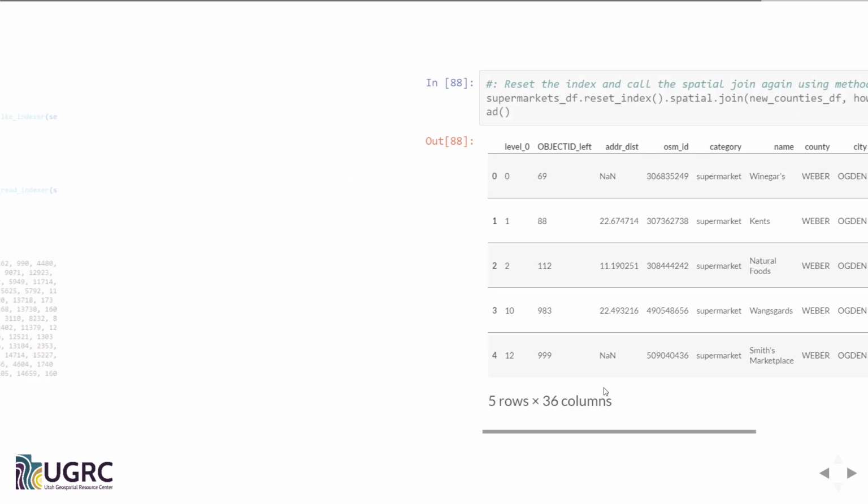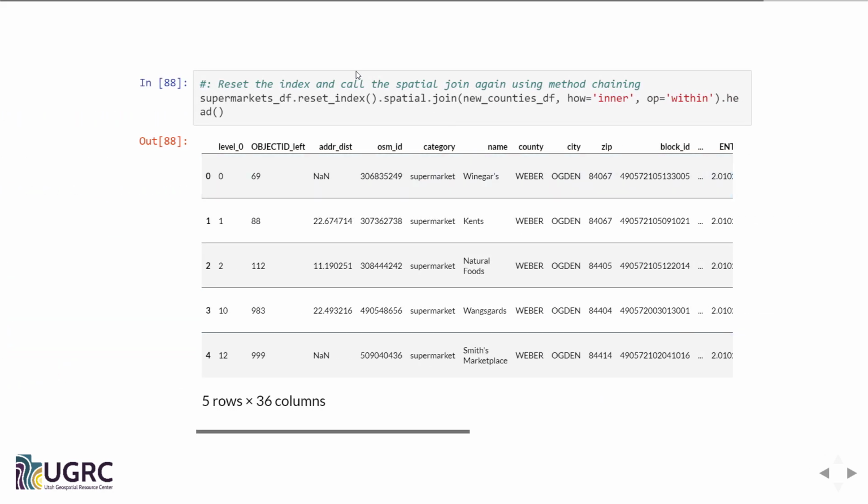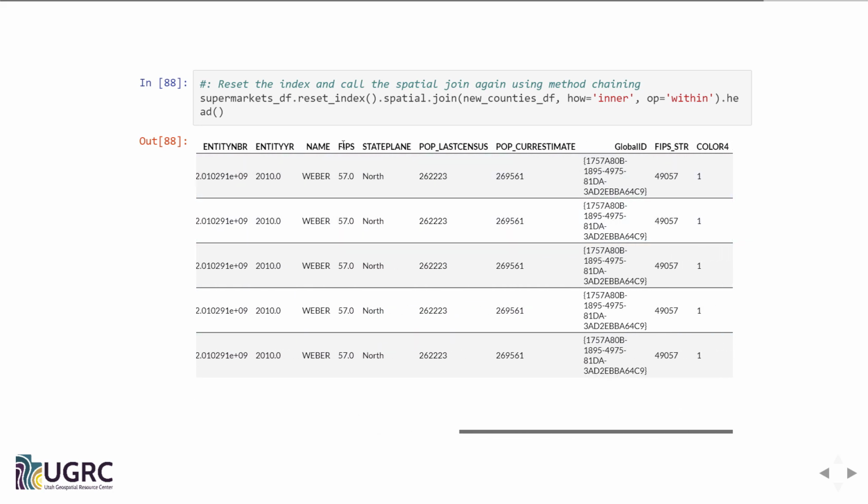Well, I realized that when we subsetted out the supermarket, it wasn't resetting the index. So now the supermarket still had this old index. Basically, the indices were misaligned. So I reset the index, and then I called the spatial join. And you can see now I've got category supermarket. I've also got all our county data in the same data frame. Now that it's in the same data frame, we can operate on it.